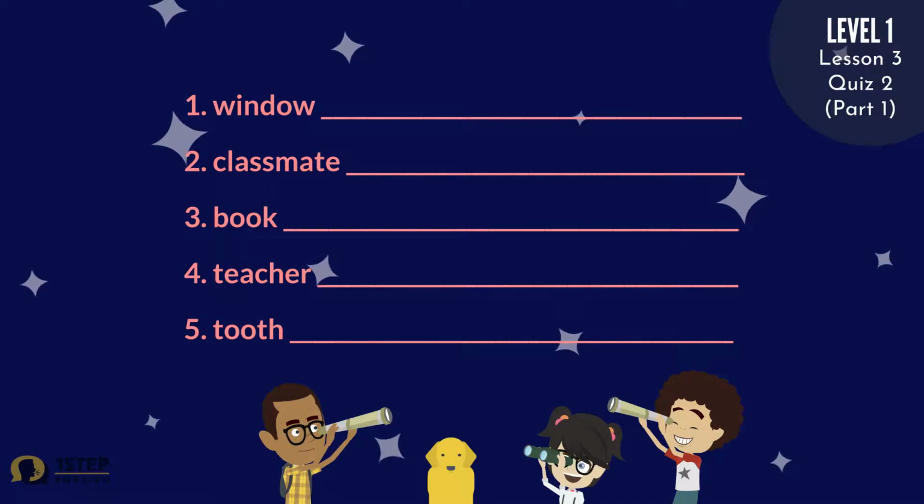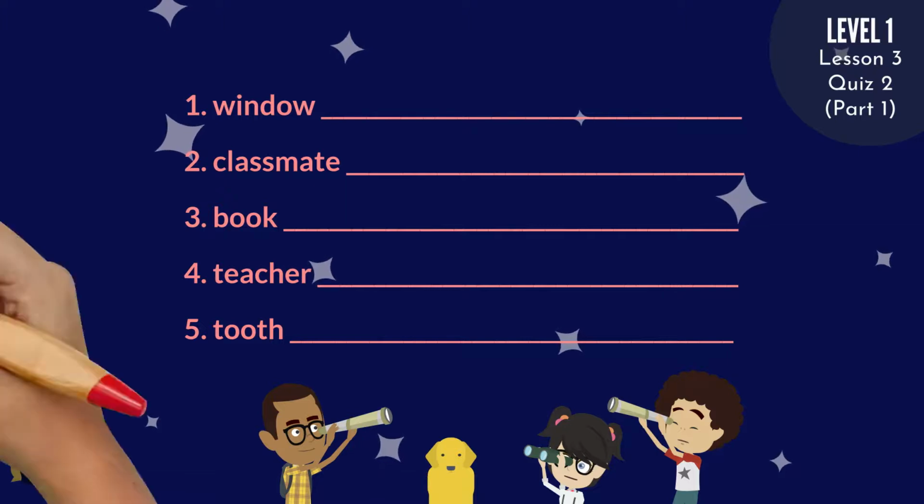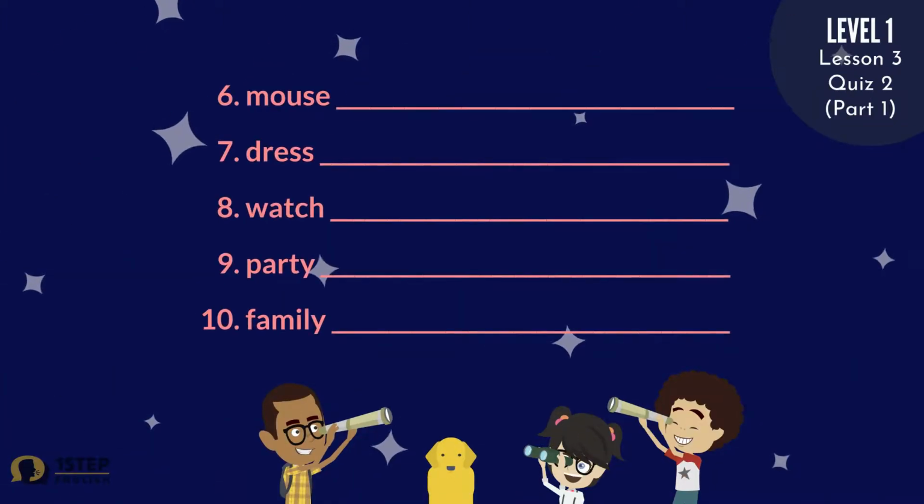Number 1. Window. Number 2. Classmate. Number 3. Book. Number 4. Teacher. Number 5. Tooth. Number 6. Mouse. Number 7. Dress. Number 8. Watch. Number 9. Party. Number 10. Family.